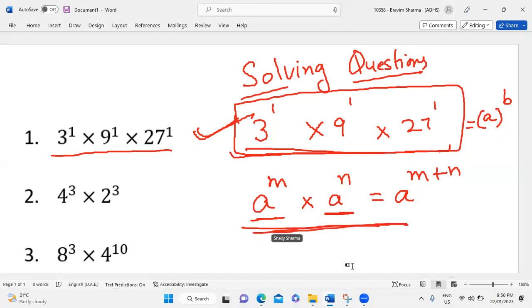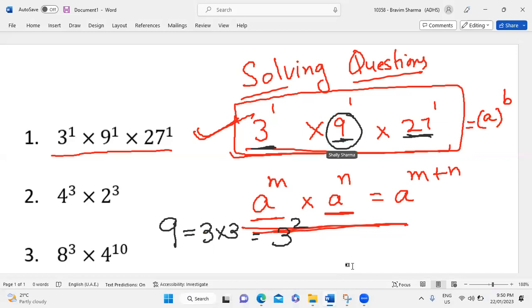So what we need to do is look carefully. Here we have the base as 3, here we have the base as 9, and here we have the base as 27. If you closely look here, we can see that 9 can be written as 3 times 3, or I can say it is 3 squared. So I will replace my 9 with 3 squared. Same way, 27 is 3 times 3 times 3, which can be written as 3 cubed.